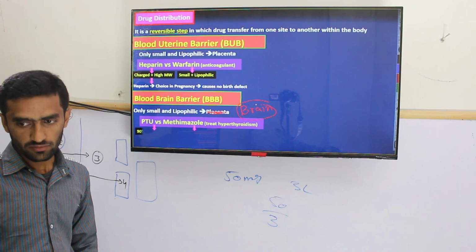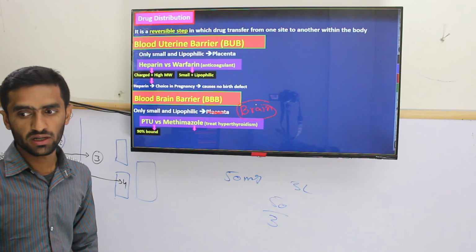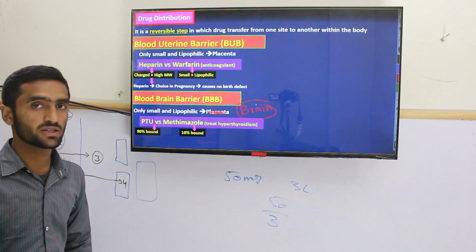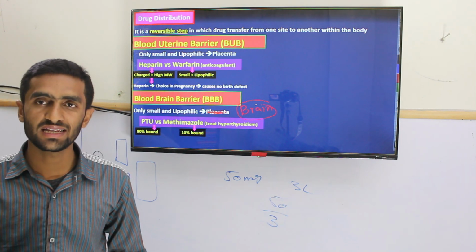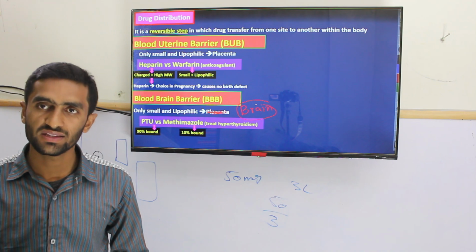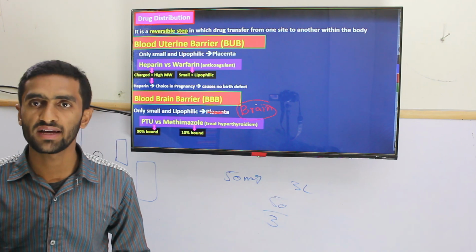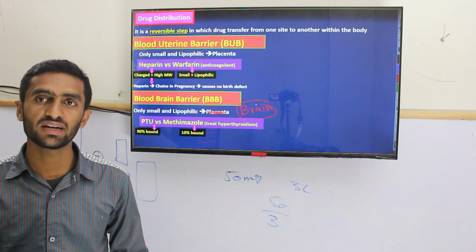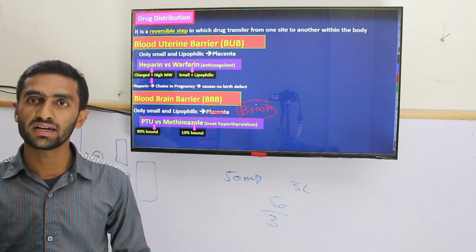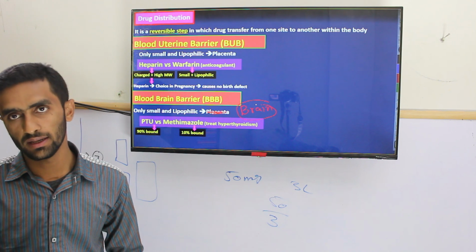Let's see. 90% PTU is bound, and 10% of methimazole is bound. So if it's more bound, it means it's less free drug. The less free drug is safer compared to the more free drug. If it's more free, it means it's more active and can cause a problem. It can go into your baby.